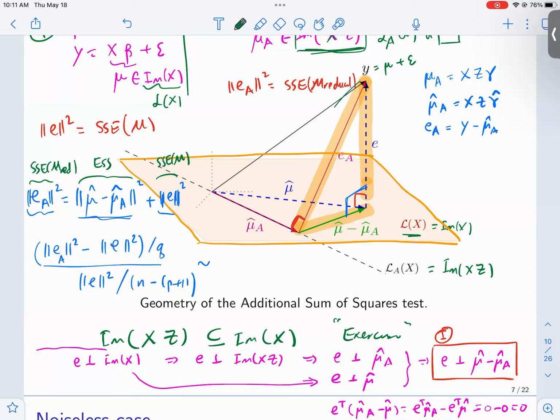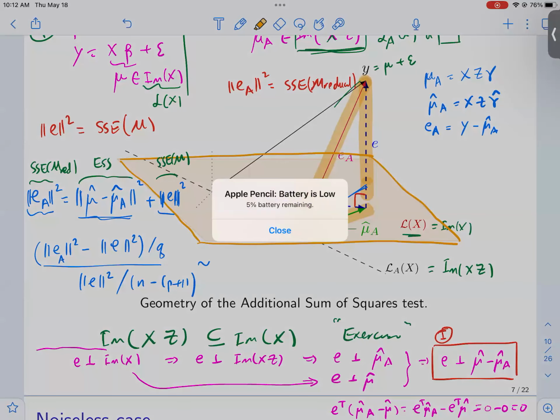In any case, this is another way of seeing that this test is useful. Just go sit in a quiet place and think about what happens if there is no noise under the null and under the alternative. Under the null, we have more information about mu. Mu is actually in the image of XZ. Under the alternative, we just know that mu is in the image of X, but maybe not in the image of XZ. So in the bigger space, but not in the smaller space.